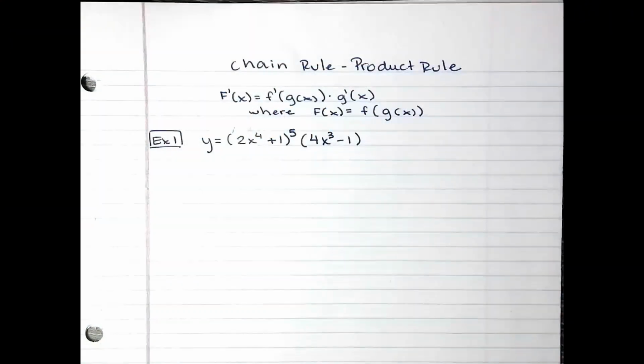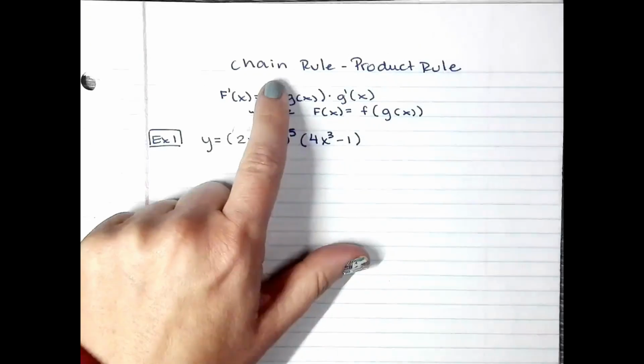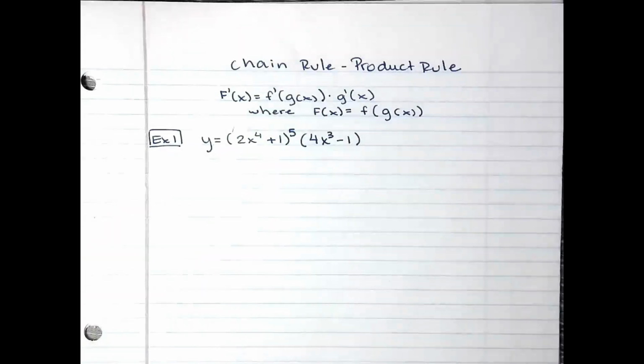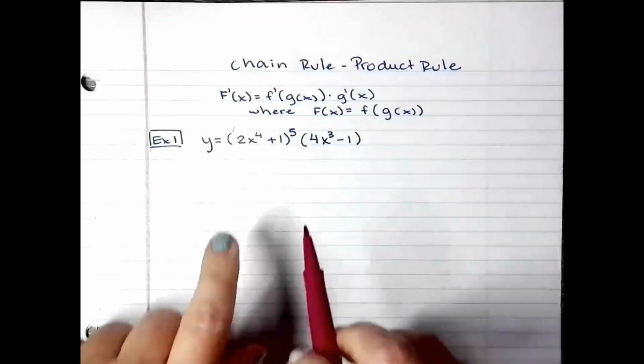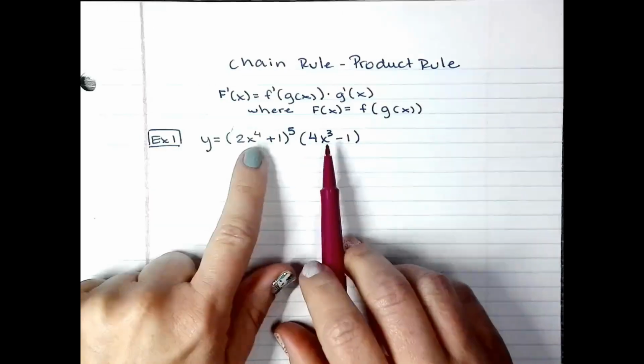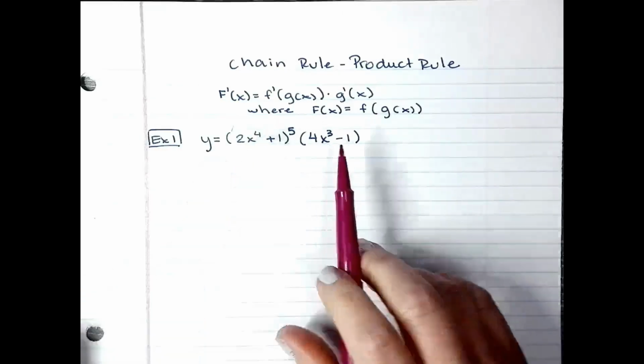But now we're not only doing chain rule, we're doing chain rule and product rule together. Just a quick reminder that this is our formula for the chain rule. So here we go. We have to find the derivative of this function right here.